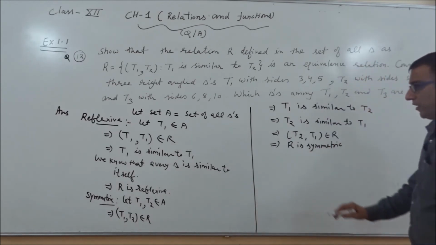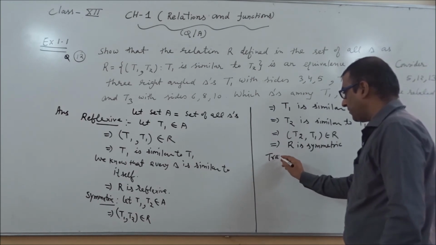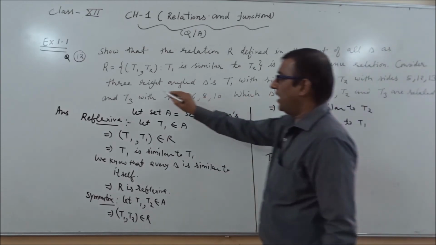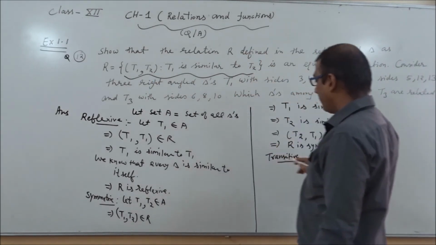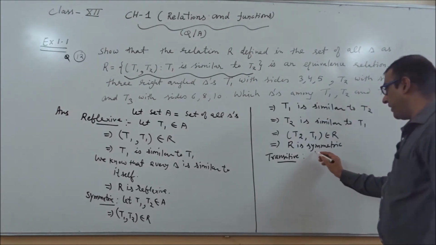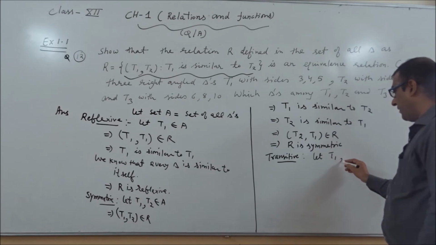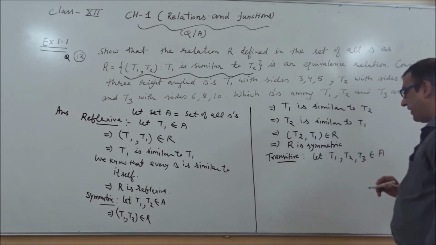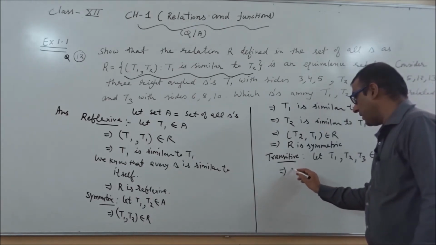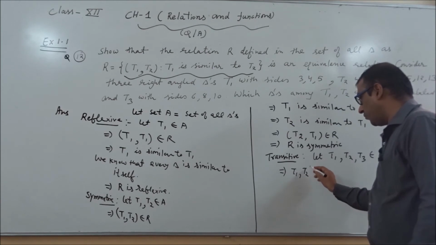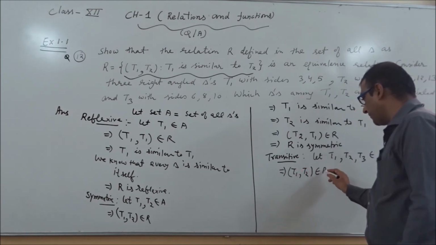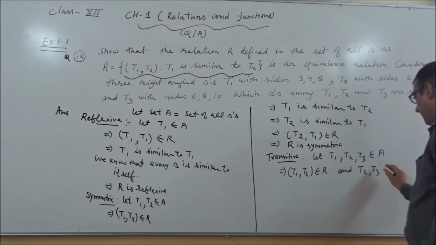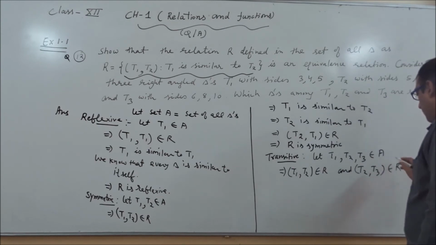Okay. Now we will come to the next point, transitive. So we will check for the given relation R whether a transitive relation is possible or not. So here we will take three triangles, let T1, T2 and T3 all belong to set A. Then we can say (T1, T2) belongs to R, and (T2, T3) belongs to R.